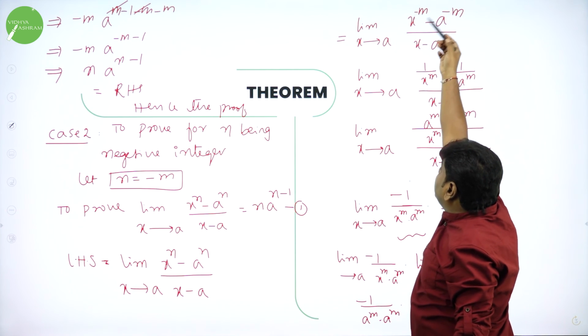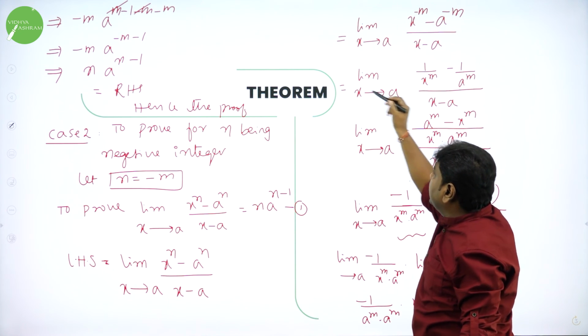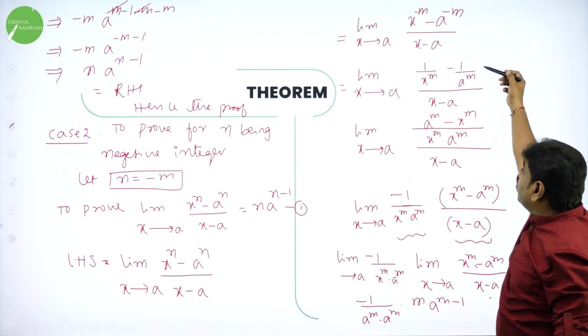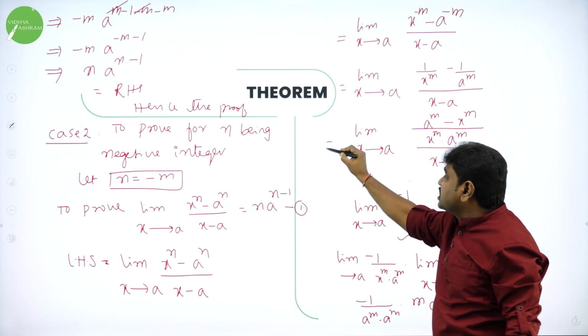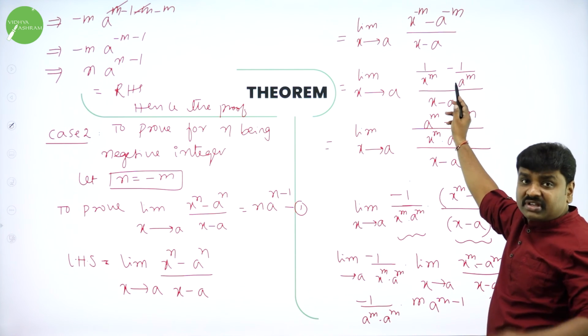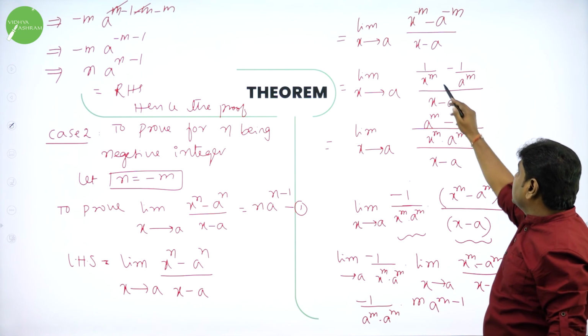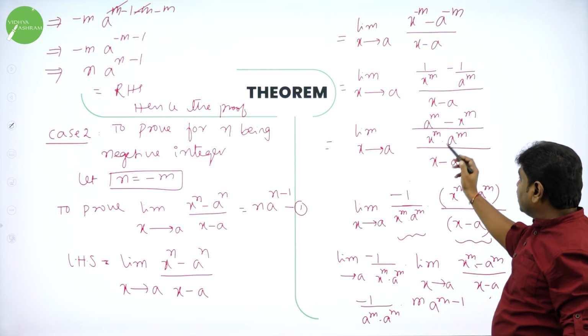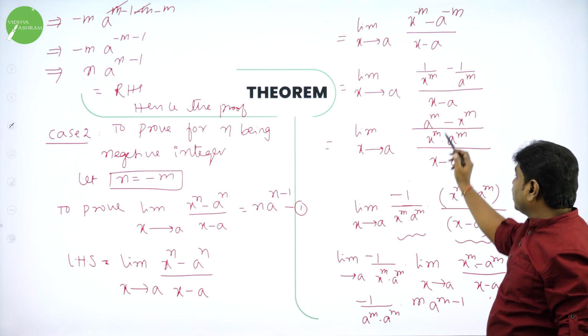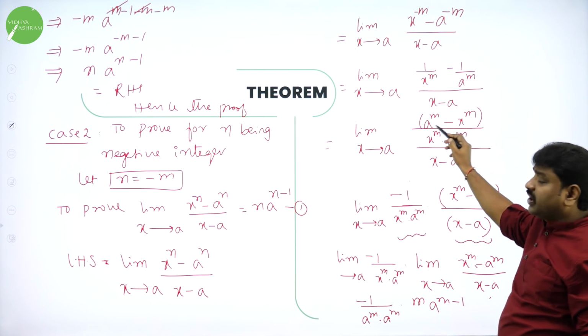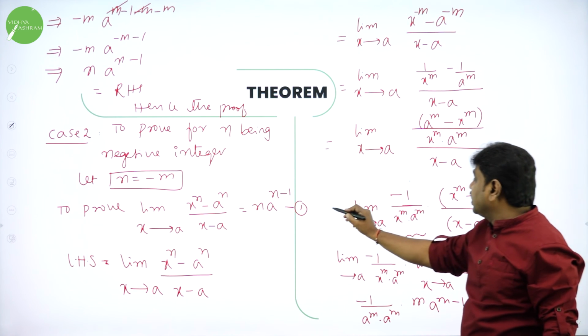Then x power minus m can be written as 1 by x power m. So, I will get this. And a power minus m can be written as 1 by a power m. I will get this. In my next step, I took LCM. For x power m and a power m, the LCM is x power m and a power m. So, cross multiply a power m minus x power m. Then I will take it out. x power m, a power m, take it out, and in the numerator I have a power m minus x power m, take minus common.